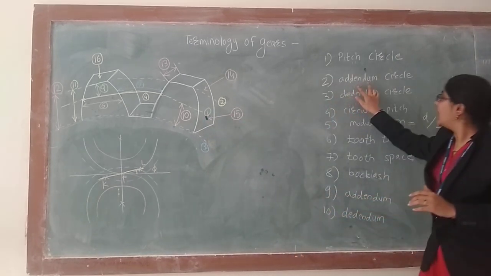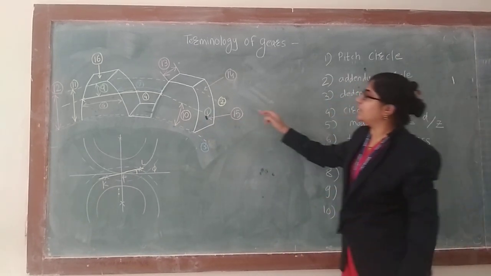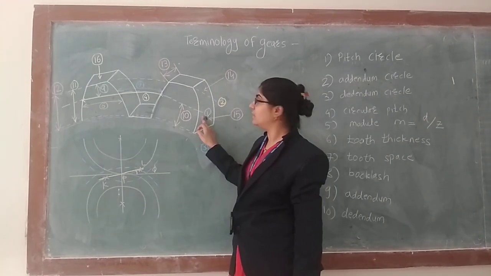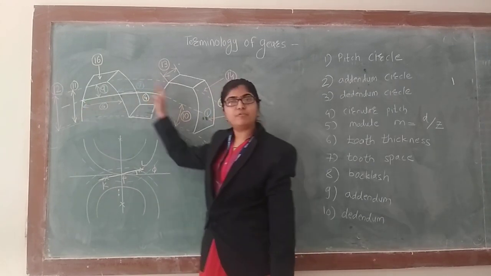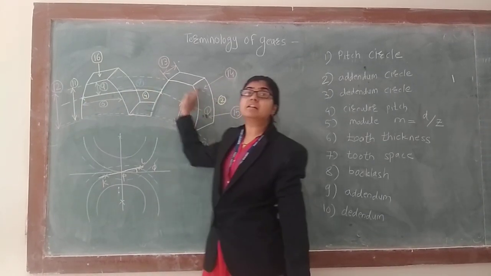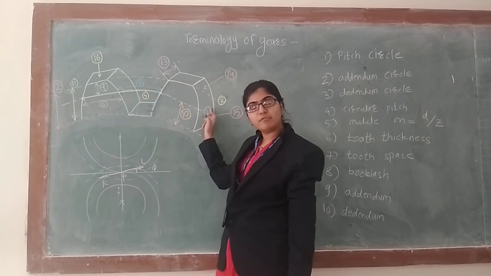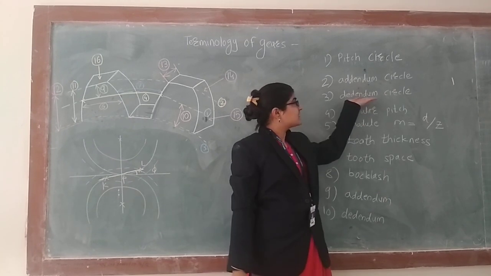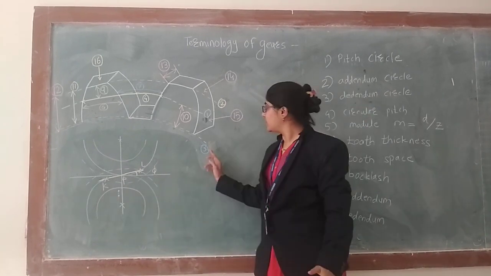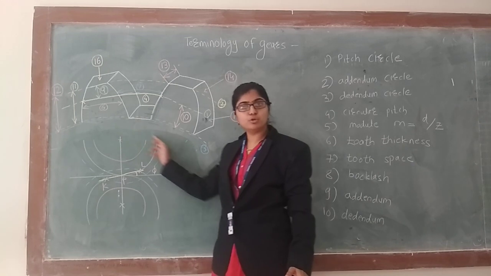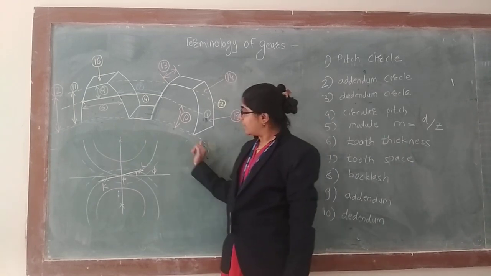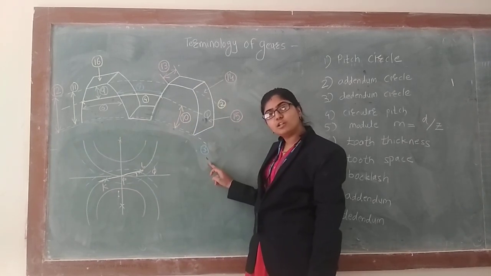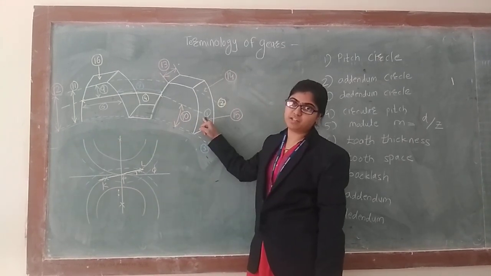Next is addendum circle. It is a concentric circle drawn to the pitch circle, which is drawn from the top of a tip. Next is dedendum circle. Dedendum circle is shown over here with the blue chalk. It is an imaginary circle drawn from the bottom of a tip, which is also concentric to the pitch circle.